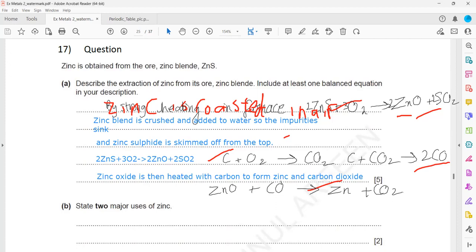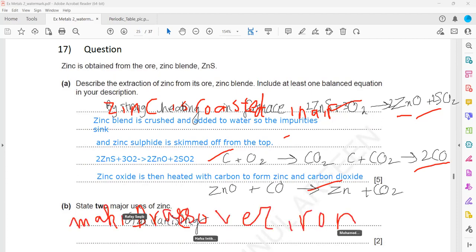State two uses of zinc. Where do we use zinc? What are the uses of zinc metal? We use it to make an alloy, brass. What else? Galvanizing, preventing rusting. Galvanizing is usually a term for zinc plating, so galvanizing is preventing rust here. You can mention galvanizing or making brass alloy. Even batteries are also used. Galvanizing iron. Batteries consist of zinc electrodes.